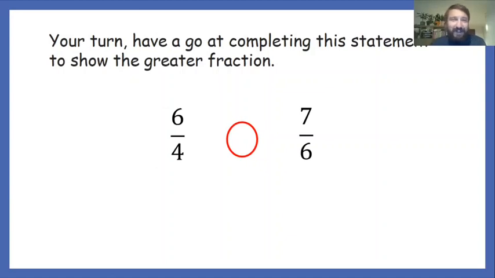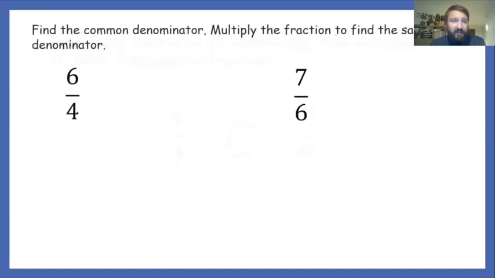Okay, so you're back again. I asked you to have a look at these and complete this statement. I asked you to compare these improper fractions, and then I asked you to convert them into mixed number fractions. So let's have a look. First of all, we need to find the common denominator, which we can do quite easily because we know that both these numbers will go into 12.